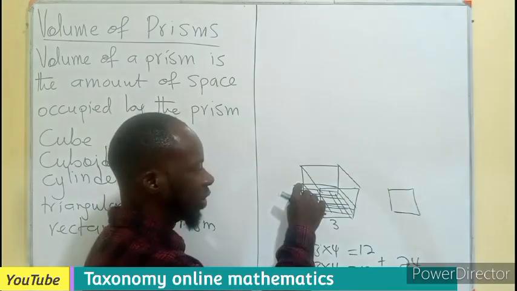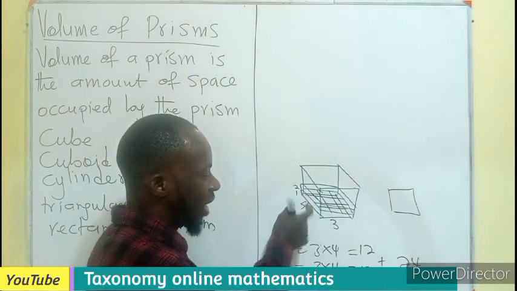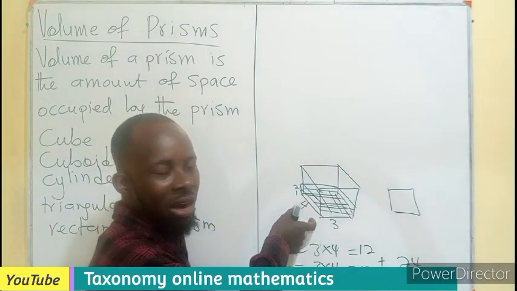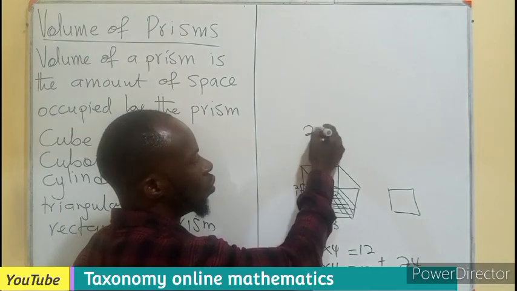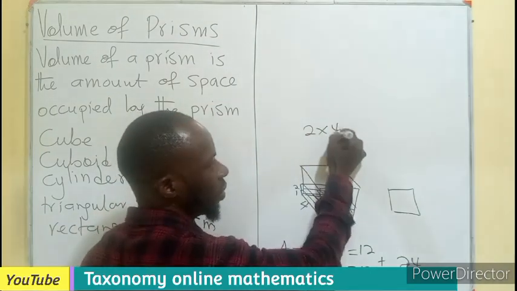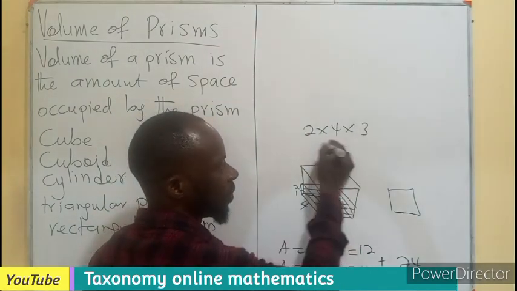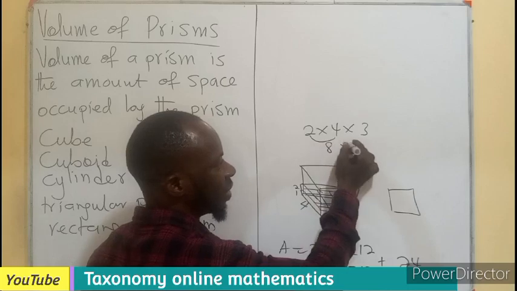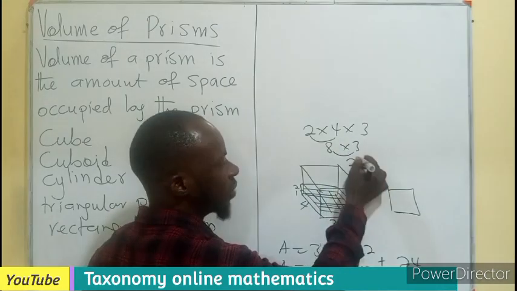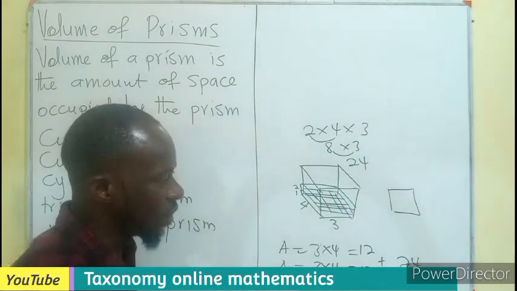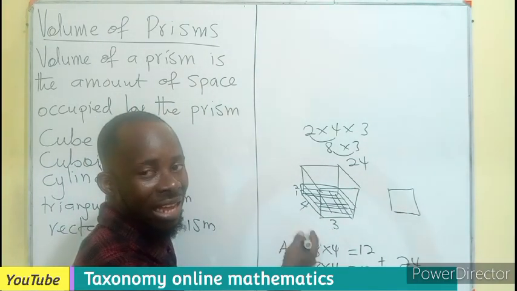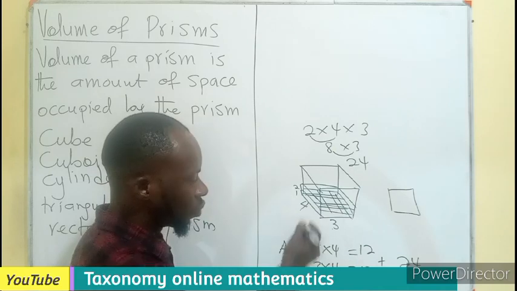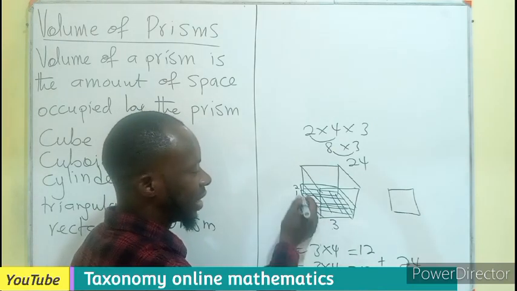So I will just multiply the 2 layers here by the 4 layers by the 3, meaning 2 times this 4 times this 3. This will give us 8 times 3, and this will give us what? 24. But don't forget, the 4 and the 3 were the area we know. So this is the area, the length, the breadth.